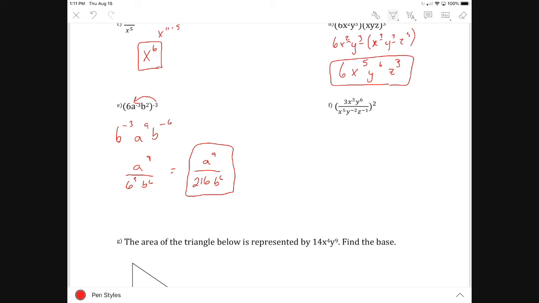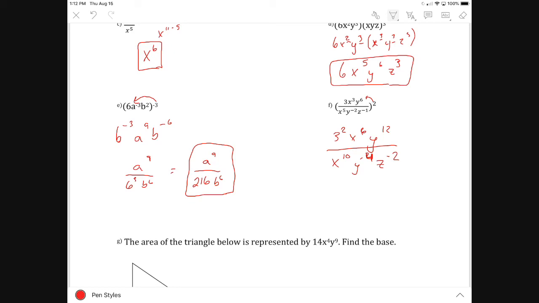Okay, so our last one. The first thing we have to do is distribute that 2 exponent into everything. So we get 3 to the second, x to the 6th, because you multiply them, y to the 12th, over x to the 10th, because it's going to be 5 times 2, y to the negative 4th, because negative 2 times 2, and then z to the negative 2, because negative 1 times 2.